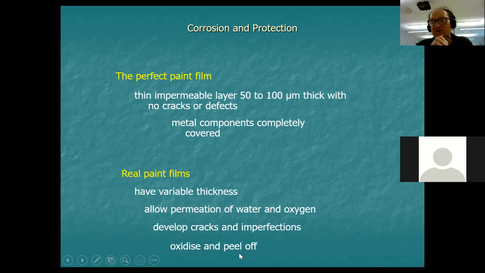Just to mention, one of the reasons we put a primer onto metal is to avoid this problem. If you do not put the primer on first, then you're going to get this problem of peeling off quite quickly. If you put a good primer on, then the peeling off effect might take several years before you start to see it.